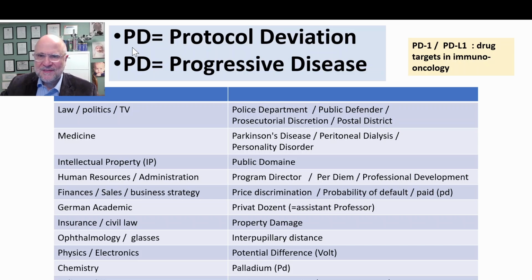Two-letter acronyms can only be understood if there is context to help. PD can mean many things. In the context of drug development, it may mean protocol deviation. In the context of oncology drug development, it may mean progressive disease. Don't mix that up with PD-1 or PD-L1. Those are drug targets in immuno-oncology.